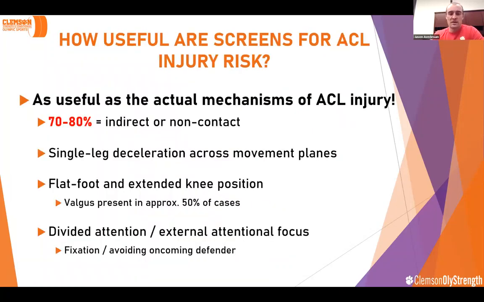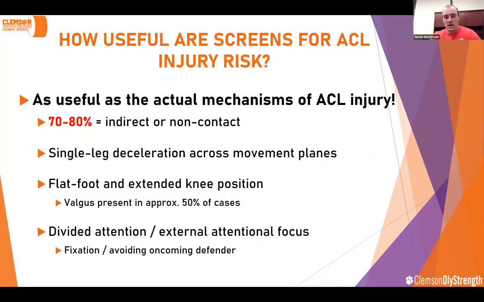And so the real question becomes now, how useful are screening protocols for actual ACL injury risk? And how I like to think of it now is they're as useful as the actual mechanisms of ACL injury. So we see about 70 to 80% of ACL injuries can be classified as non-contact or indirect contact. You could see potentially a perturbation in the trunk area, so not direct contact to the lower extremity or the knee. What we often see very commonly is ACL injuries occur during single leg deceleratory movement across a couple different movement planes. So it could be a jump landing, could also be a jump cut scenario, but typically ACL injuries are occurring with the body weight primarily loaded onto a single limb. It's more rare that you'll see a very evenly distributed loading pattern during an ACL injury.